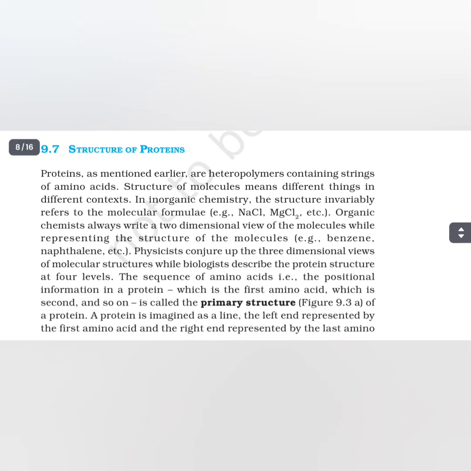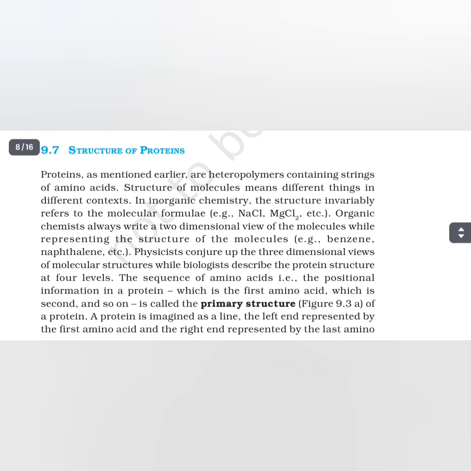Structure of proteins. Proteins, as mentioned earlier, are heteropolymers containing strings of amino acids. Structure of molecules means different things in different contexts. In inorganic chemistry, the structure invariably refers to the molecular formula, for example NaCl, MgCl2, etc.